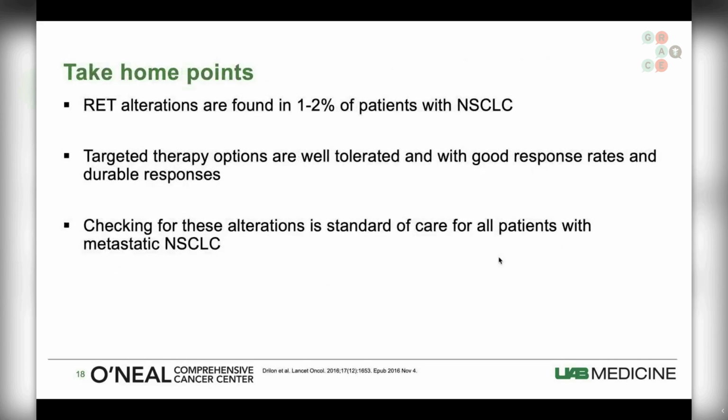And so the take-home points here are that RET alterations are present in patients with non-small cell lung cancer. They are seen in about 1 to 2% of these patients. We do have very good targeted therapy options that are well tolerated, and they have good response rates and durable responses, and importantly, intracranial responses with effect in the brain, which sometimes cannot be affected by traditional drugs. And I would also say that checking for these alterations is the standard of care for all patients who have metastatic non-small cell lung cancer.